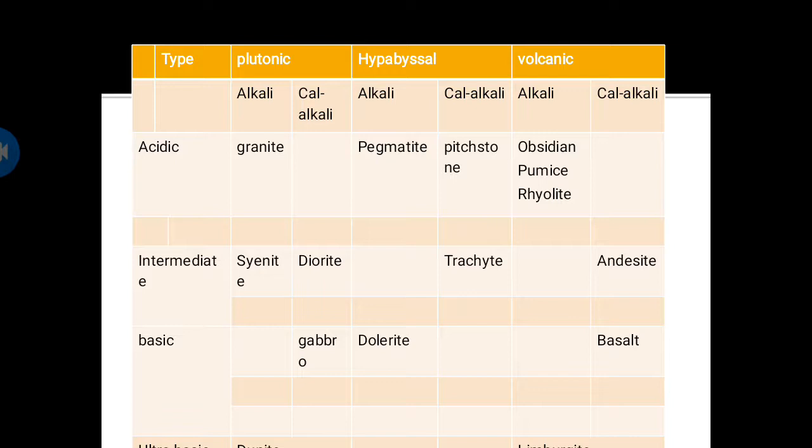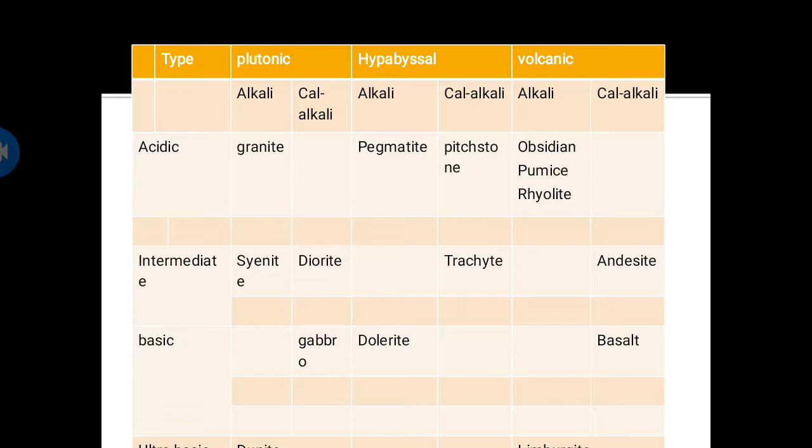And then next, alkali and calc-alkali, and acidic, intermediate and basic. Acidic means light color mineral composition, basic means dark color, and intermediate means in between mineral composition. Alkali means the rock consists of sanidine and microcline. Calc-alkali means the rock consists of plagioclase.